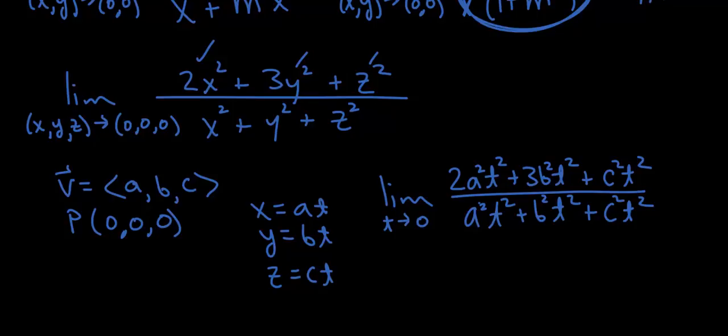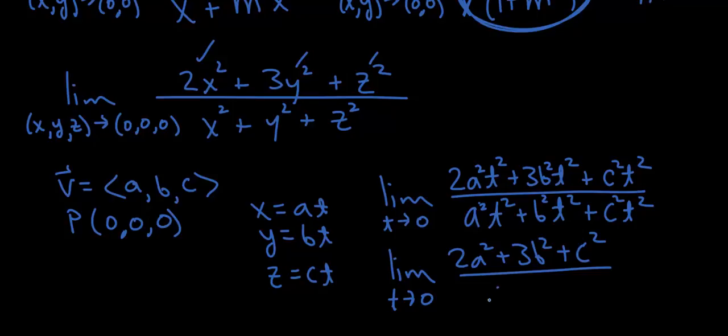Now, I want to see about evaluating that limit. Well, I'm going to factor out the t squared and divide. And here's what I get. If I do that, then I get something without t's. I get 2a squared plus 3b squared plus c squared. And down here, I get a squared plus b squared plus c squared. In other words, I just get the components of my vector. Well, that limit right there is going to depend, and let me just erase the limit. That is actually the limit.